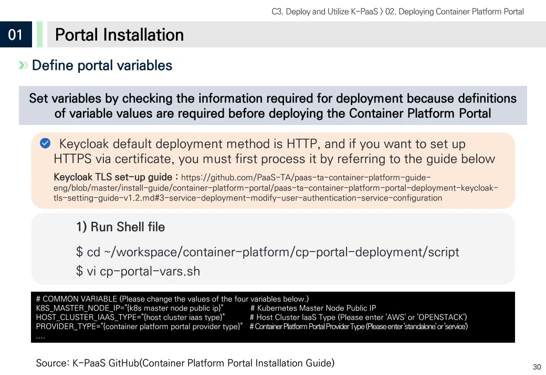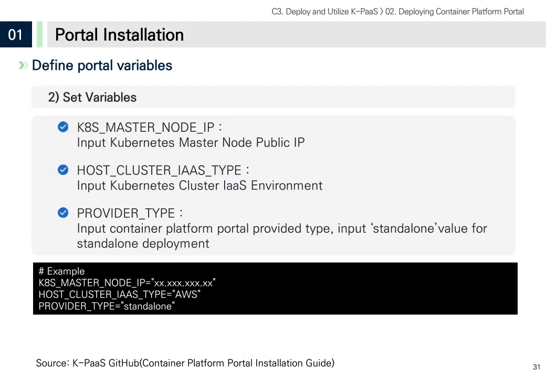Enter the following path: workspace, container-platform, cp-portal-deployment, scripts. Run the cp-portal-vars shell file. Proceed to the screen where you can edit the shell file. Enter the Kubernetes master node IP, host cluster as type, and provider type as shown in the textbook. The textbook describes a standalone deployment, so for the provider type, enter standalone, which means a standalone deployment.